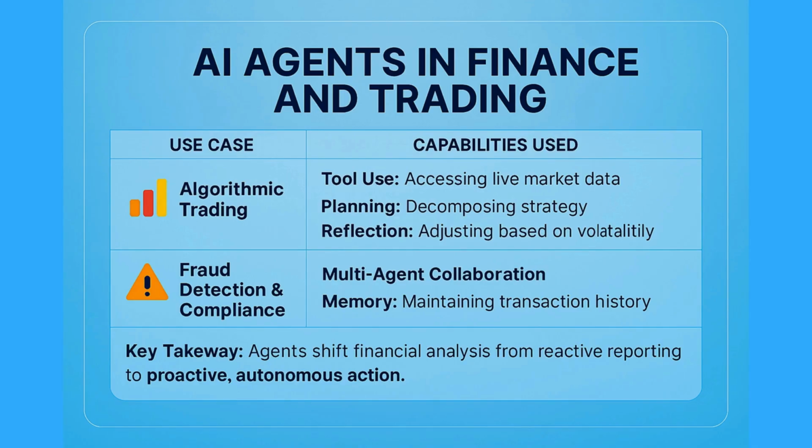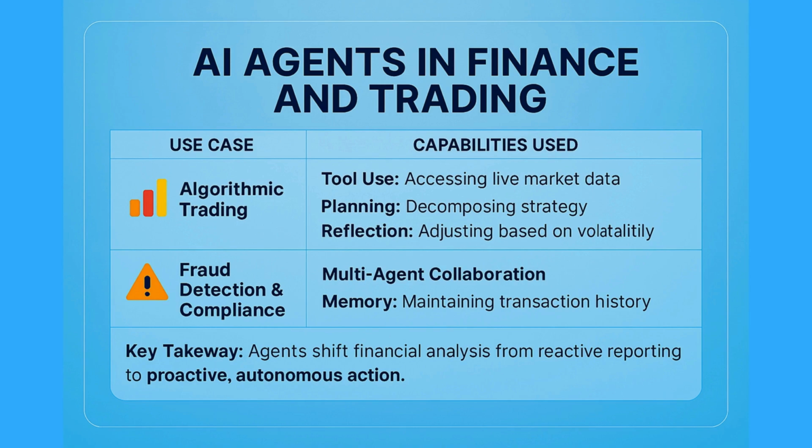In today's fast paced financial landscape, autonomous AI agents are redefining how institutions manage trading and risk. This slide presents a compelling overview of how agents bring speed, precision, and scalability to decision making. In algorithmic trading, agents leverage real time data from market APIs and news feeds, plan complex strategies, and reflect on market volatility to optimize execution. Their ability to adapt dynamically makes them invaluable in minimizing slippage and maximizing returns.